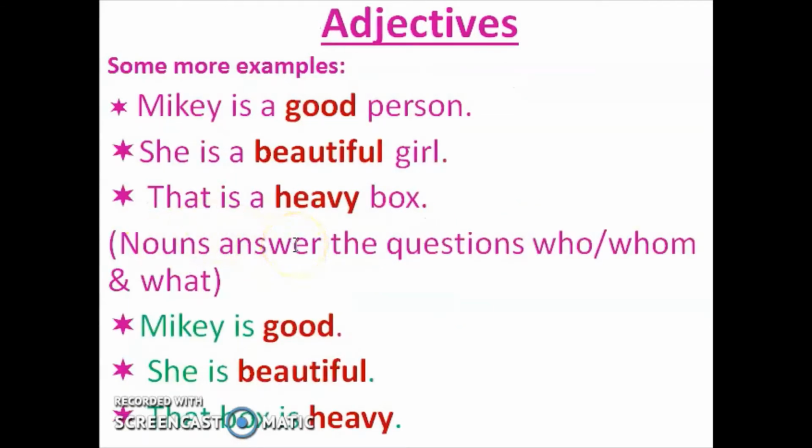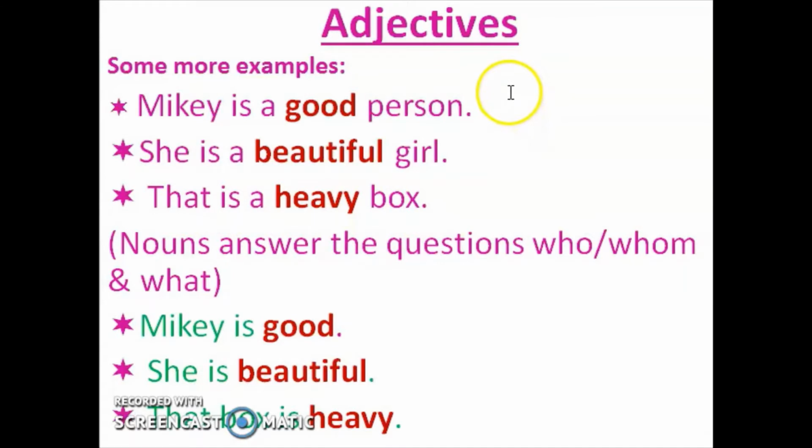Adjectives can be identified by identifying the noun that they describe. More often than not, you can find the noun that they describe right in front of them. Let's look at the first three examples. Mikey is a good person, she is a beautiful girl, and that is a heavy box.